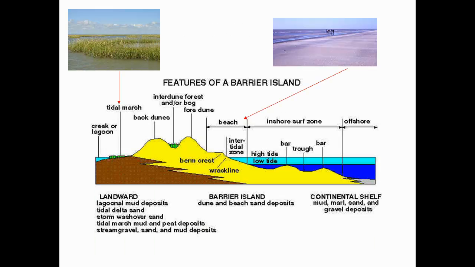The landward side, the lagoon side, typically is characterized by lagoonal mud deposits. We could get tidal delta sand, storm washover deposits, but mainly we find tidal marsh mud and peat deposits and things of that nature. Salt grass tends to be very common on the lagoon side, whereas on the beach side, facing the Gulf or the ocean, we mainly get very clean beach sands.